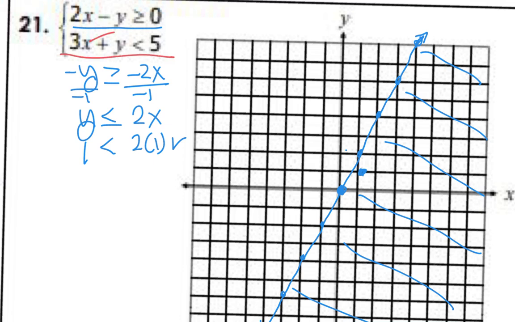For our next inequality, we're going to bring this over and say minus 3x. So y is less than negative 3x plus 5. So 5 is my y-intercept. My slope is negative 3, so I'm going down 3 to the right 1. Down 3 to the right 1. And repeat. And I can go up 3 and to the left 1. So this is less than. So we're going to do a dash line.